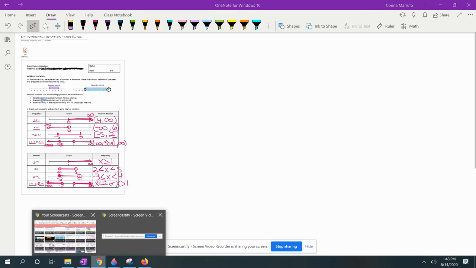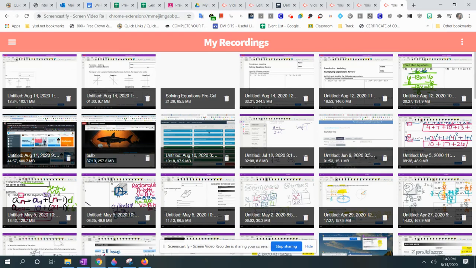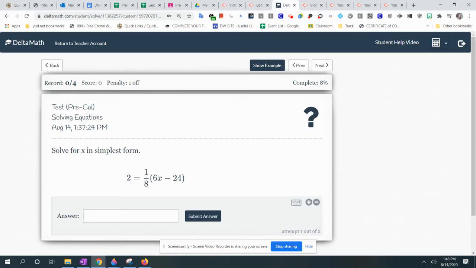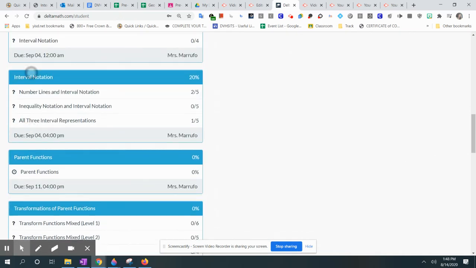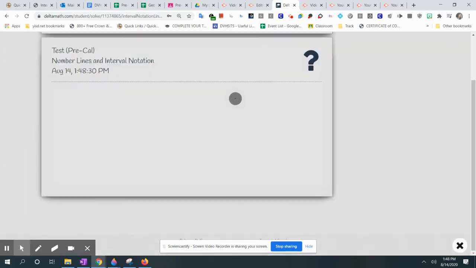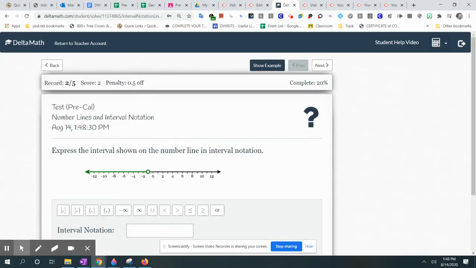So let's go ahead and look at our Delta Math. So on the Delta Math, we look at interval notation. I'm going to show you guys a little bit how to use this and just practice with it a little bit because it might be kind of confusing.